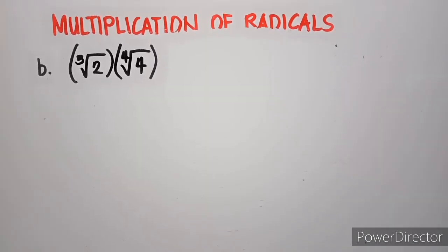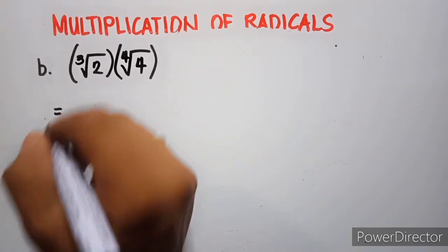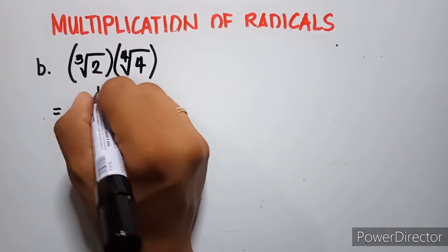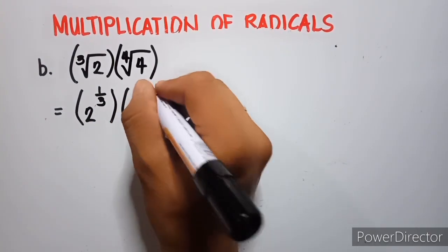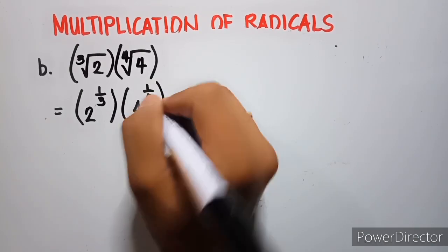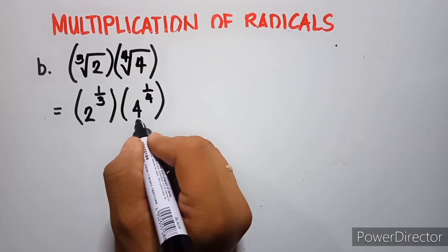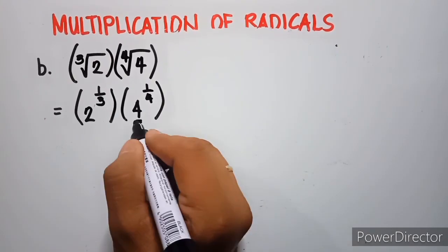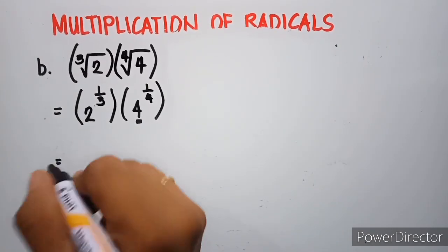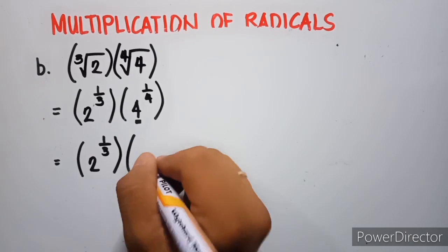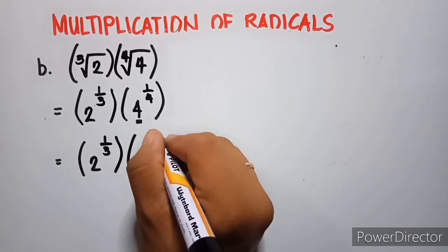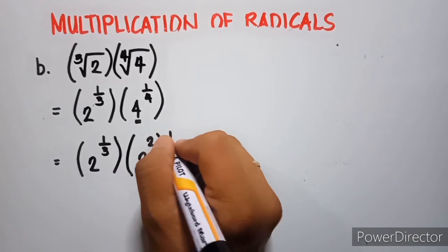Example, letter B. Cube root of 2 times 4th root of 4. Again, we're going to express this in exponential form. So that is 2 raised to 1/3 times 4 raised to 1/4. Tingnan yung 4. Yung 4, pwede nating i-rewrite into exponential form. So that is equal to 2 raised to 1/3, 2 squared, 2 squared is 4, raised to 1/4.